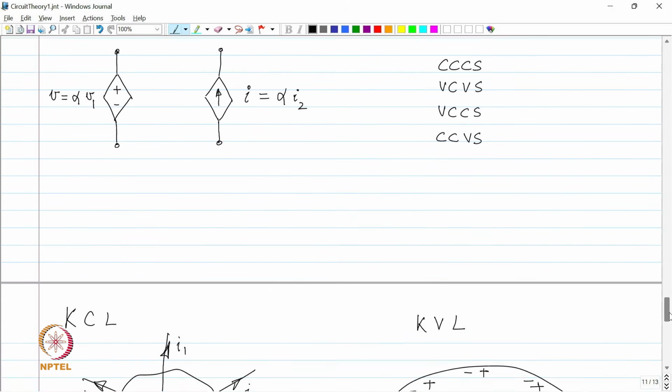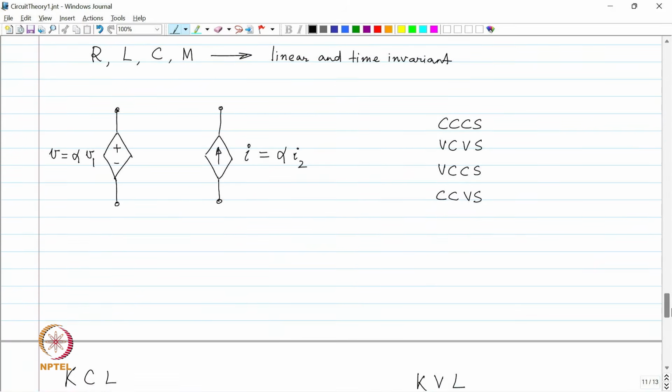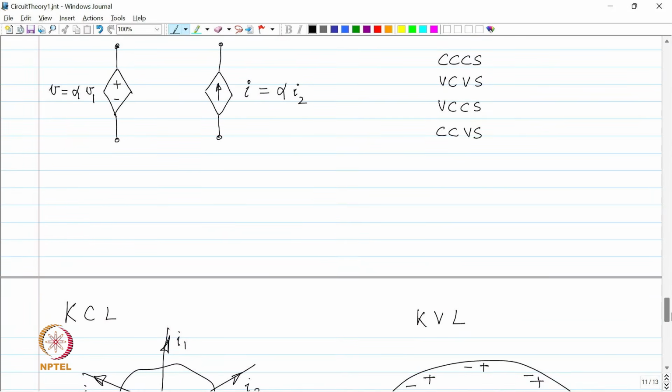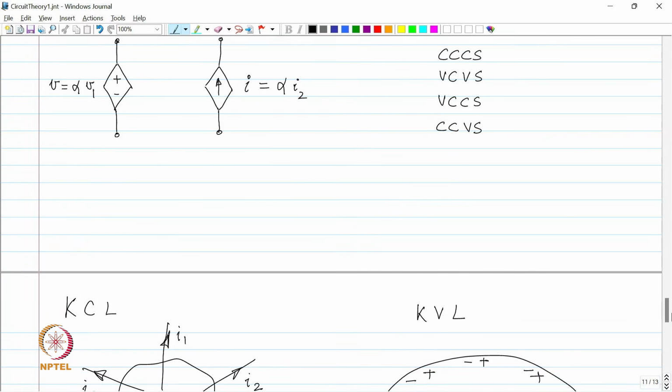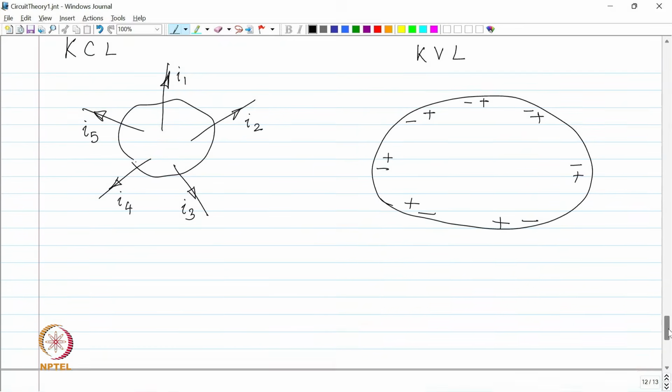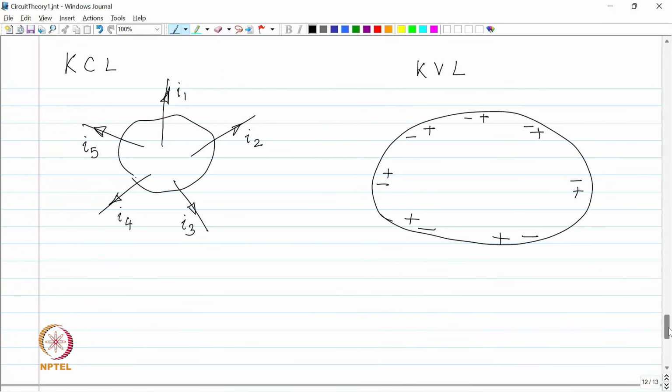those are all elements that will create time varying circuits or time varying systems. All right. In addition to the RLCM, we also have current controlled, voltage and current sources, 4 varieties. Okay. And lastly, I had talked about KCL and KVL.